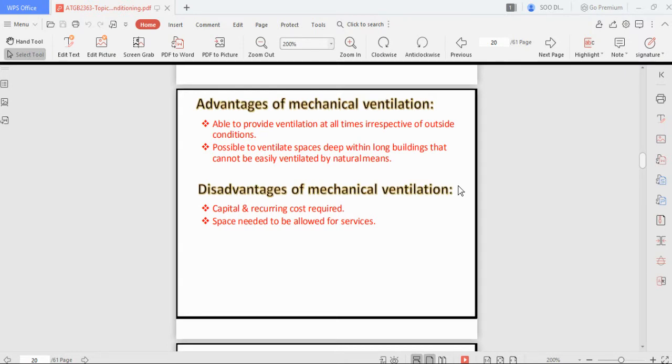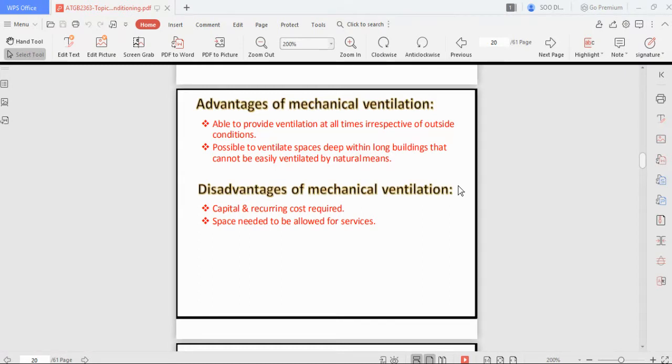Let's say you have a very big building that spans 700-800 meters, maybe like a museum. You need to install mechanical ventilation because natural ventilation will not be able to regulate the air inside the room, because the building is so big and you have so many partitions. The natural force of the wind will not be able to change all the air inside that building.